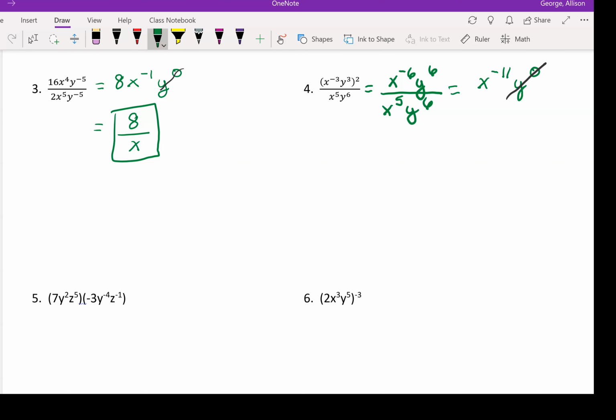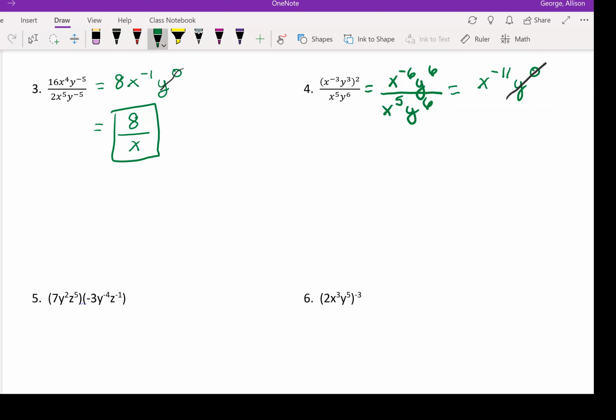All right, last 2 examples. Again, treat your whole numbers like normal. So I've got 7 and negative 3, and they're being multiplied. So I need to just go ahead and multiply those. So that's going to give me negative 21. For the rest of that, it's multiplication, so I'm going to add my exponents. So for the y's, I'm going to do 2 plus negative 4, which is going to give me negative 2. For the z's, I'm going to do 5 plus negative 1, and that's going to give me positive 4.